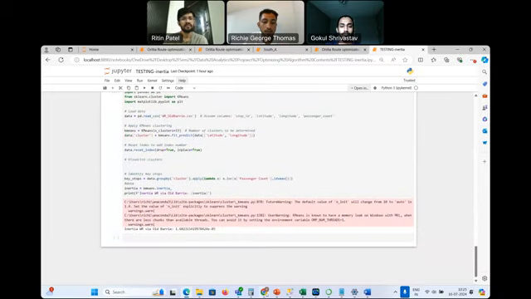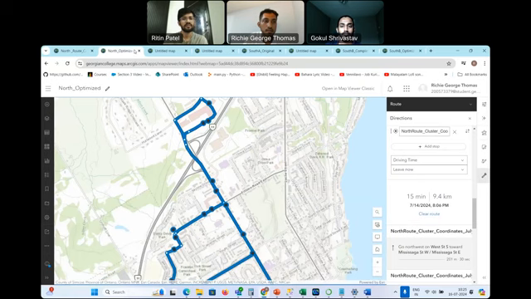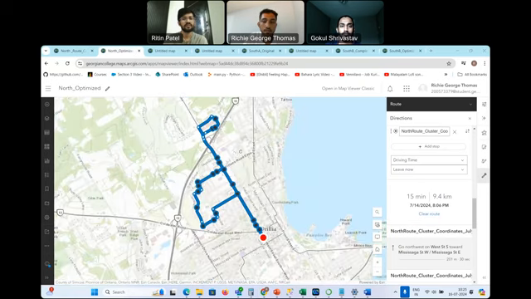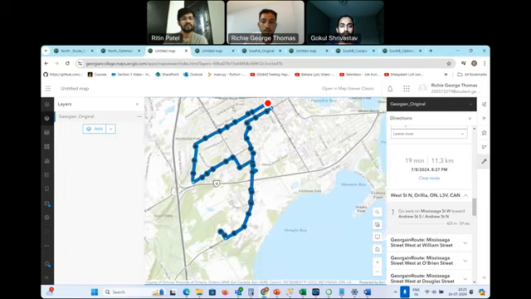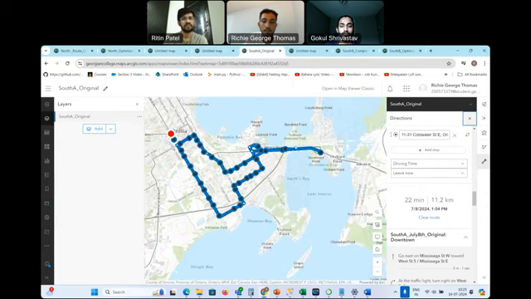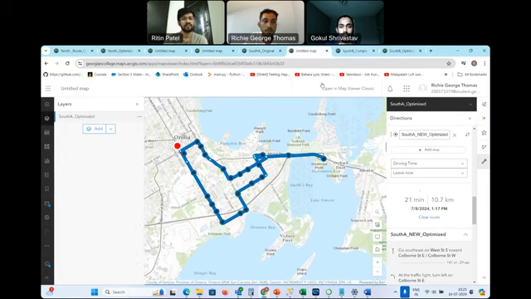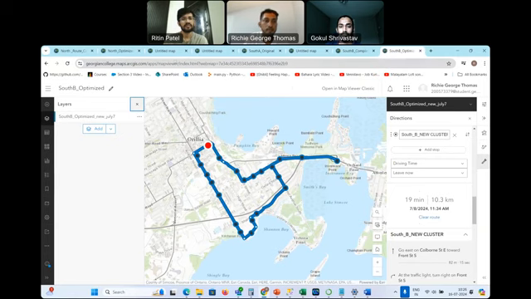Now I'll talk about the ArcGIS plotting. Here we can see this is the North route, this is the original one, and this is the optimized one, and we have plotted all the values. Then for the Georgian route, this is the complete map, and this is the optimized map, and here is the South A route. You can see the time and the distance. This is the original one, and this is the optimized one, and this is South B. This is the original one, and these are the optimized.